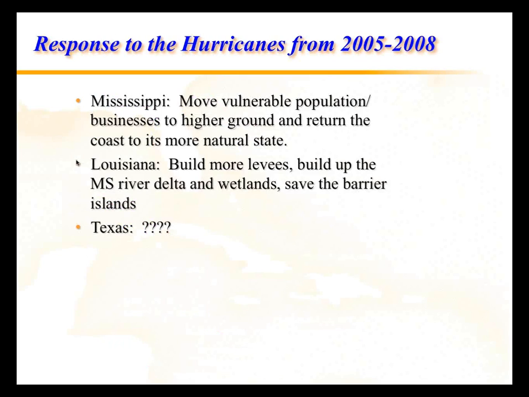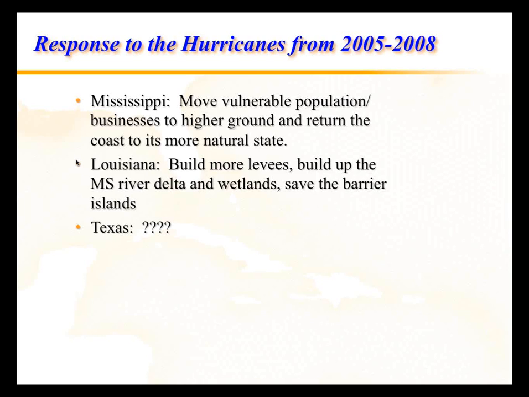I just want to close by saying that the response to the hurricanes has been interesting, going from state to state. So Mississippi, of course, has a much smaller coastal population, and they had a concerted effort between the state and the federal government and even some nonprofit groups, and decided to move some of their vulnerable population and businesses to higher ground and return the coast to its more natural state. Now, Louisiana doesn't really have that luxury because a lot of it is below sea level anyway, so the response there has been to build more levees, build up the Mississippi River Delta and wetlands, and try to save the barrier islands.